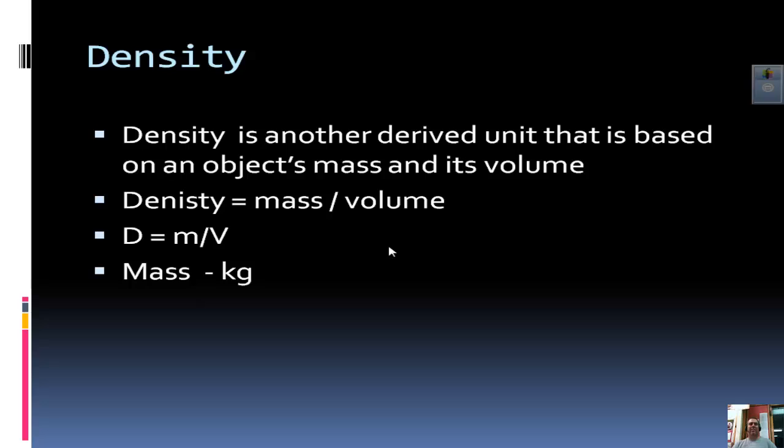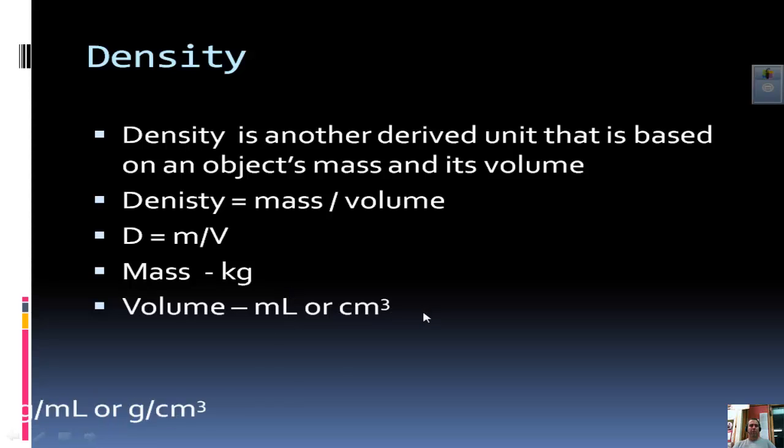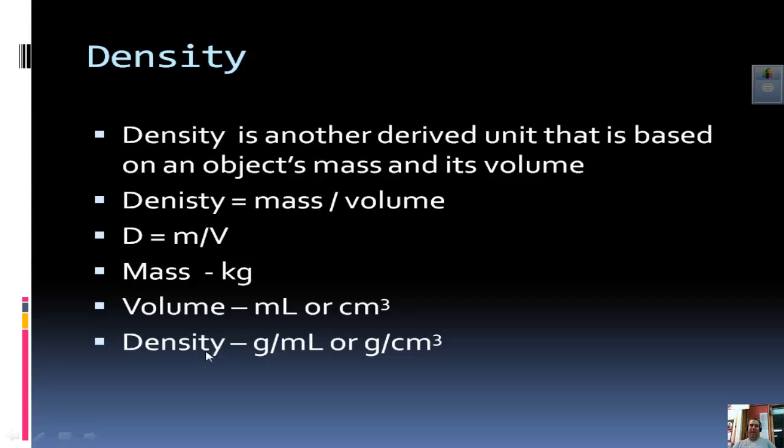Mass will have to be measured in... looking here, I know I have down kilograms. I was getting ahead of myself. Mass is going to be measured in grams, so get rid of the K. Mass is measured in grams. Volume is going to be measured in milliliters or centimeters cubed. So this one actually is correct. Density is going to be measured in a gram per milliliter or a gram per centimeter cubed.